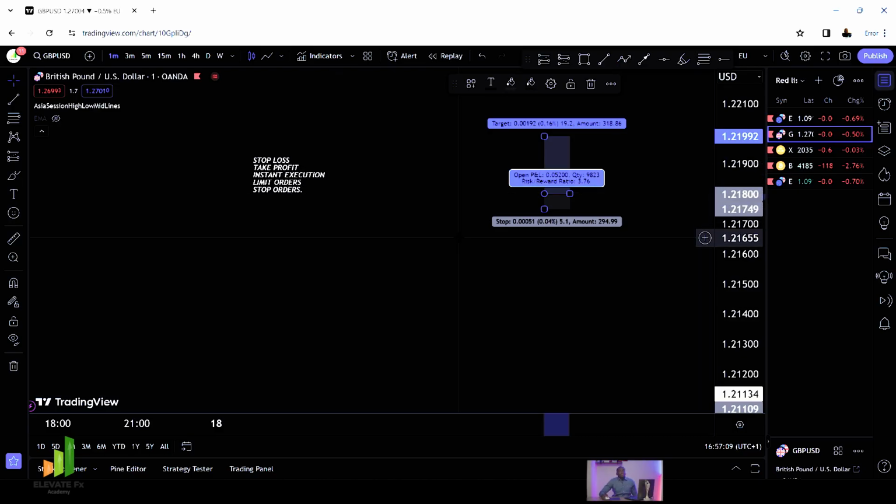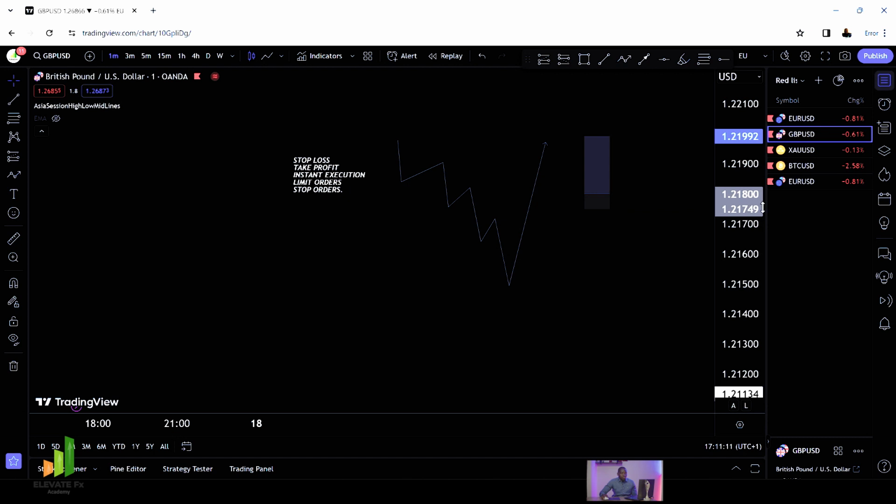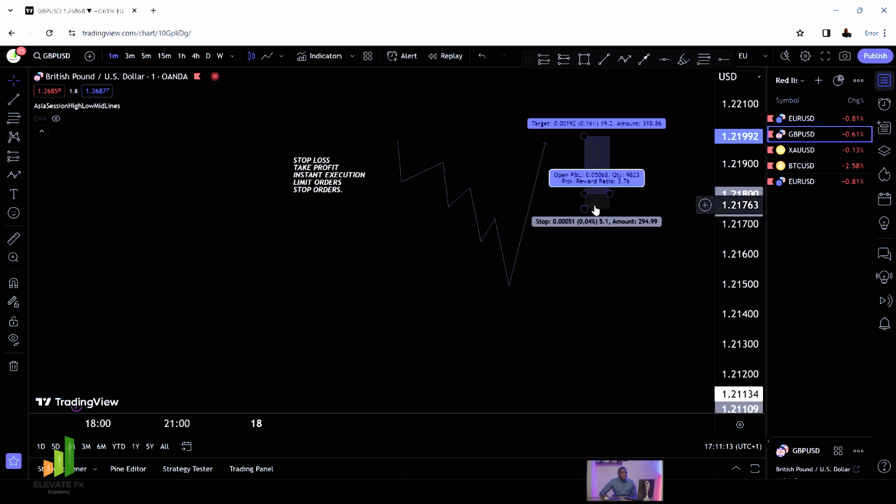So the next thing we're going to be looking at would be the instant execution. So an instant execution is just an order to execute price at its current position. For instance, the market is trading at 1.21800. If you're going to get involved in the market and you want an instant execution, what you're saying is, I want to go ahead and sell at this price, or I want to go ahead and buy at this price, right? So when you're doing that, you utilize an instant execution.